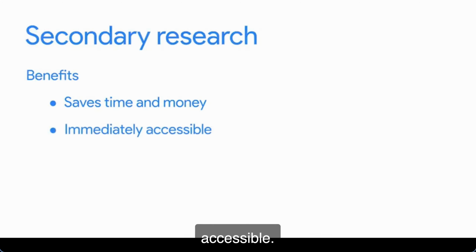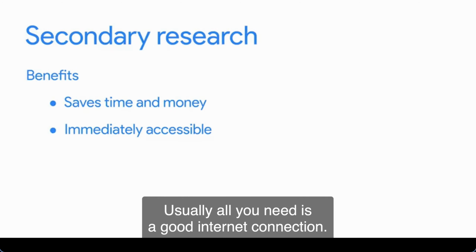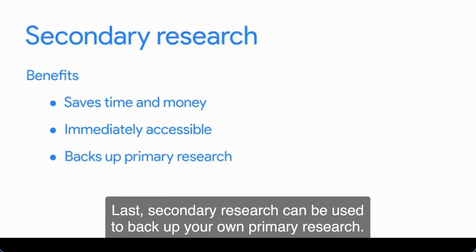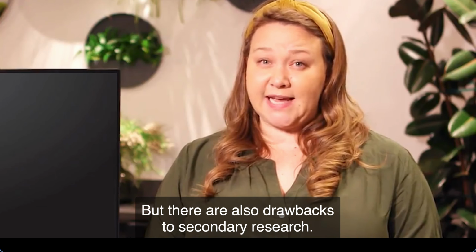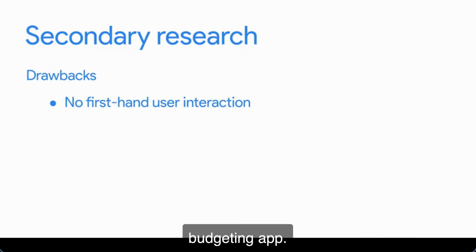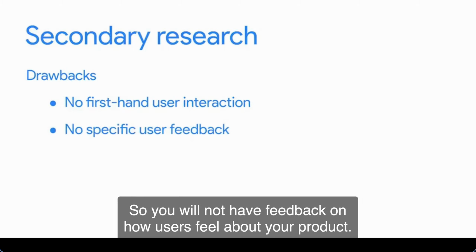Another cool thing about secondary research is that it's immediately accessible. Usually, all you need is a good internet connection. Last, secondary research can be used to back up your own primary research. If users mention something during interviews, you might want to find secondary research to back it up. But there are also drawbacks to secondary research. Secondary research doesn't allow you to observe users interacting with your budgeting app, so you will not have feedback on how users feel about your product.